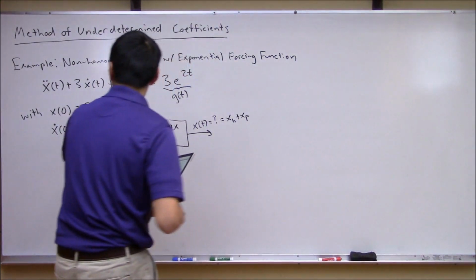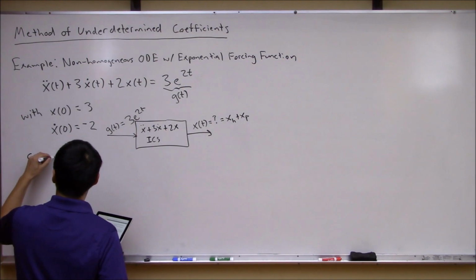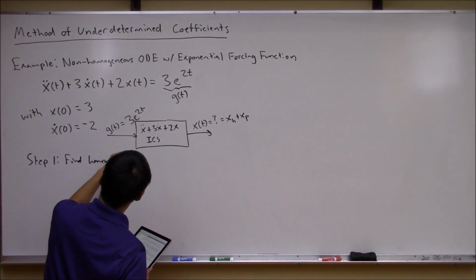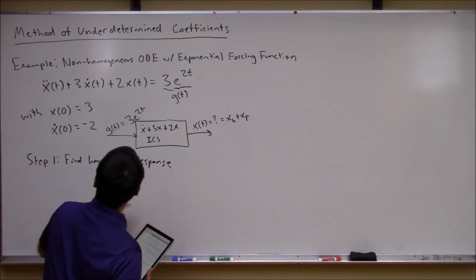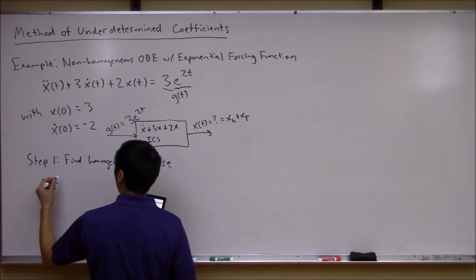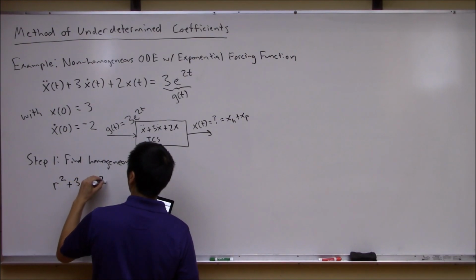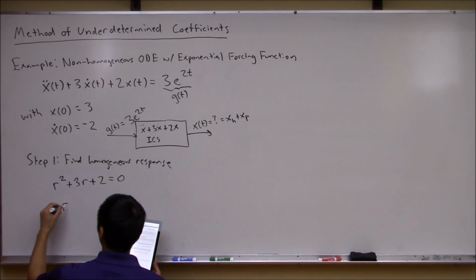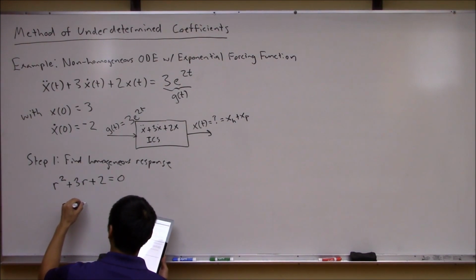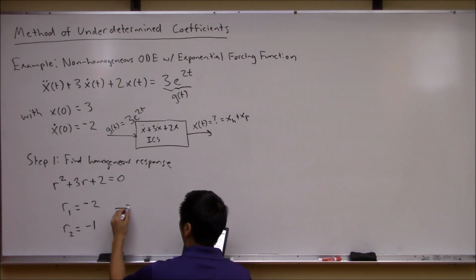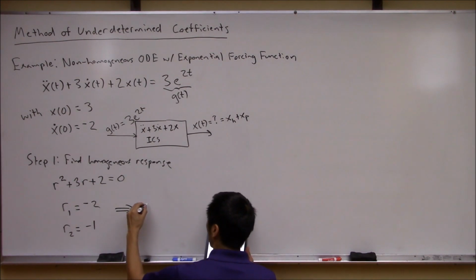The first thing we want to do, if you remember, was step one: find the homogeneous response. And we saw how to do that already. We said, just consider the characteristic equation of the homogeneous portion only, of just the ODE. So we need to find the roots. The characteristic equation is r squared plus 3r plus 2 equals 0. Go ahead and solve this just like we did in our previous lecture, and I think you're going to find that the roots are r1 at -2 and r2 at -1. So from that, we can formulate the homogeneous response.